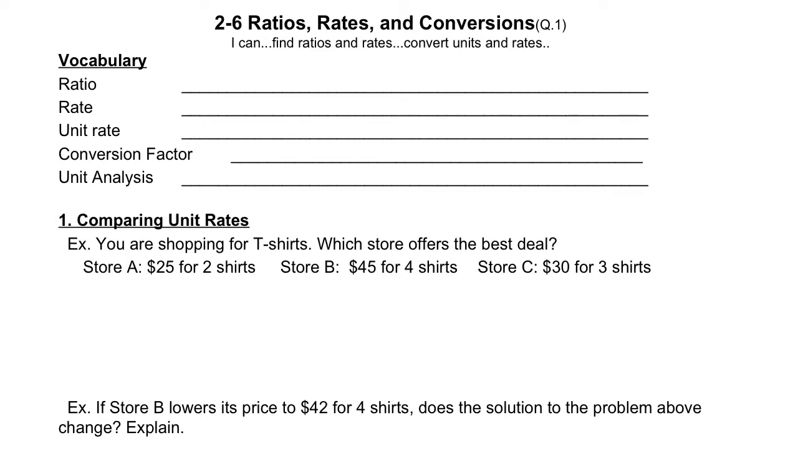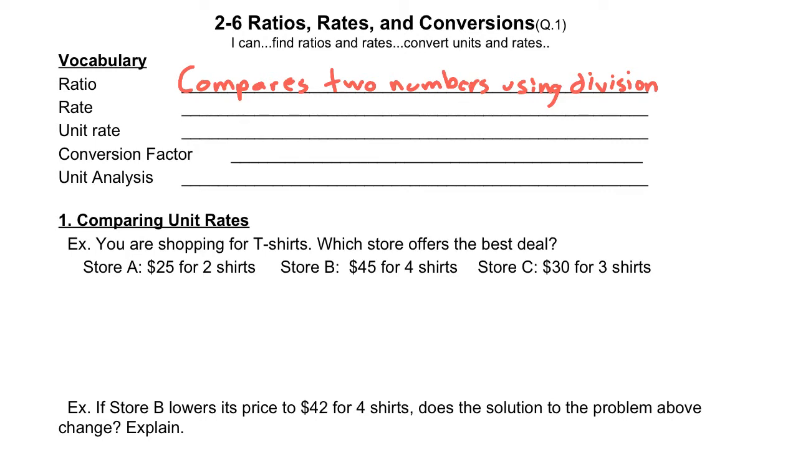All we have to know about a ratio is that a ratio is something that compares two numbers using division. 2 over 5 could be a ratio.